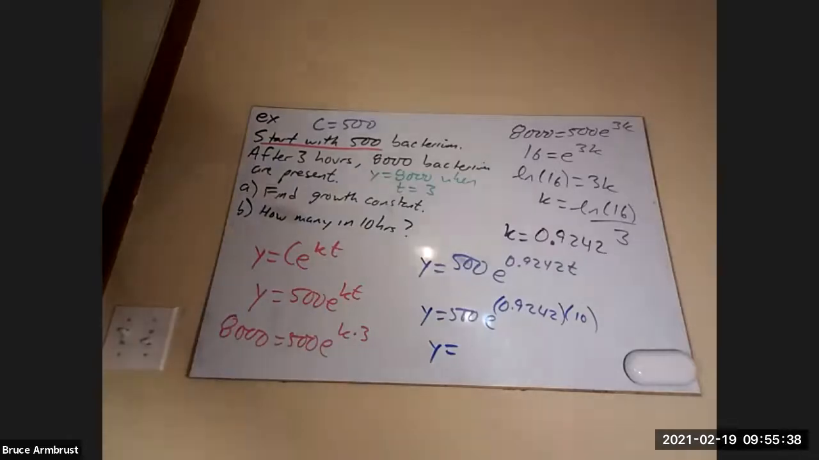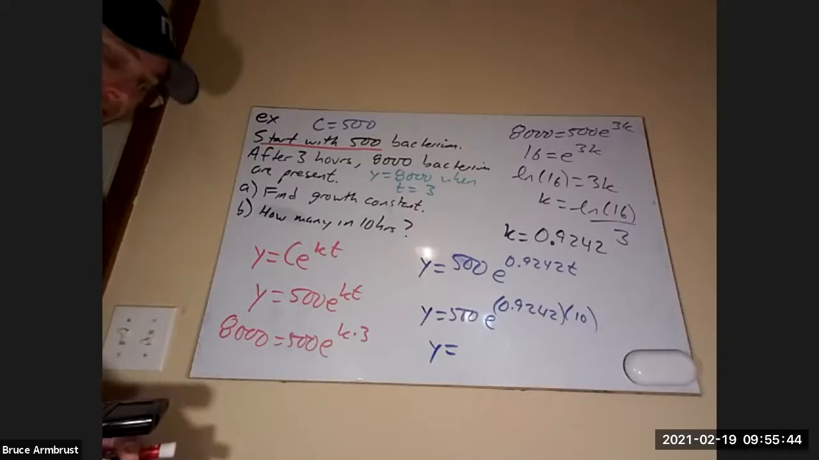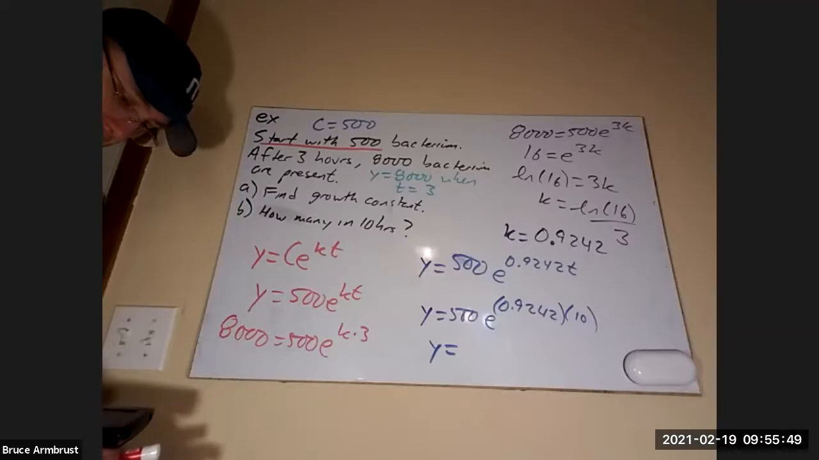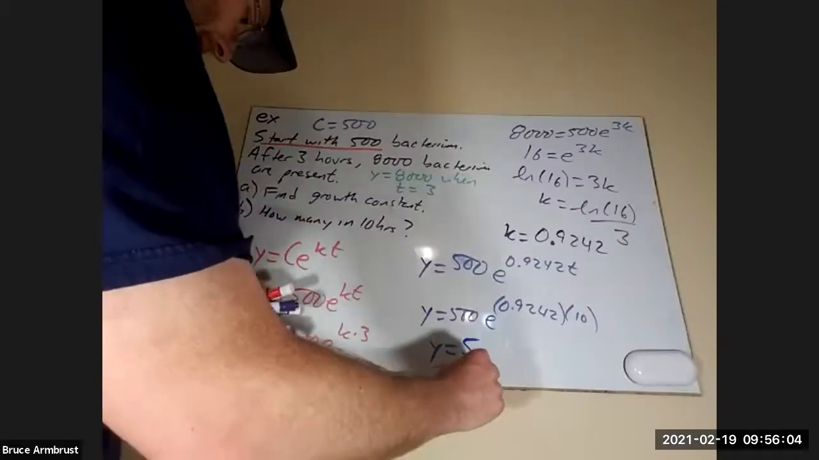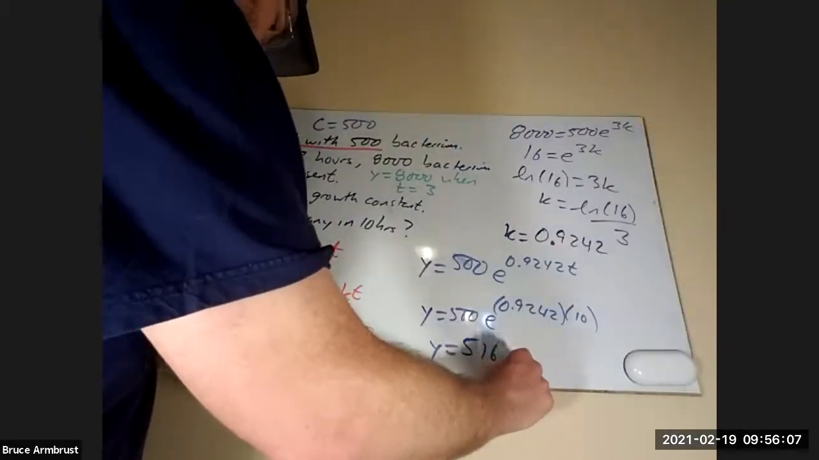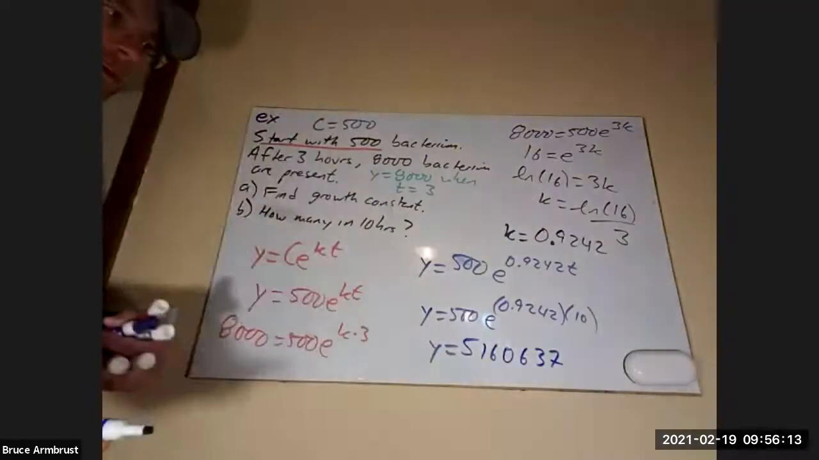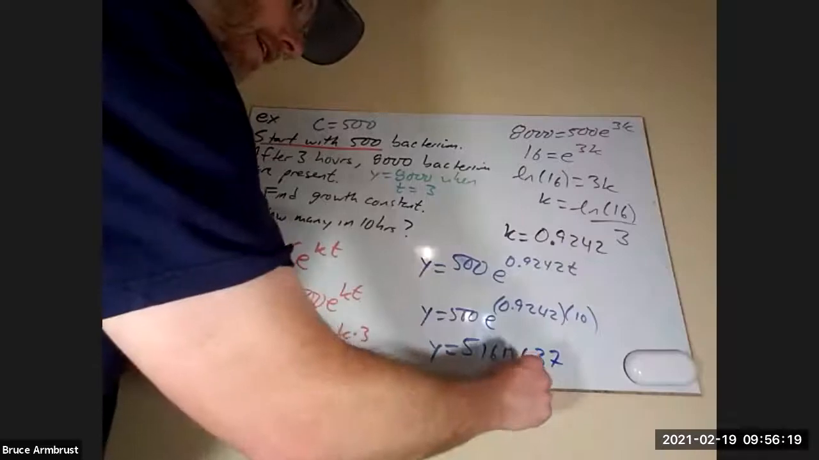So again, this is a calculator question. So let's see what we get. So I have 500 times e, that times 10. I got 5160830.625. All right, I get a very similar number. Let's see. So we'll round to the nearest whole number. 516.0637, and mine is maybe a little bit different because I actually kept more decimal places, but it should be on the same order, right?